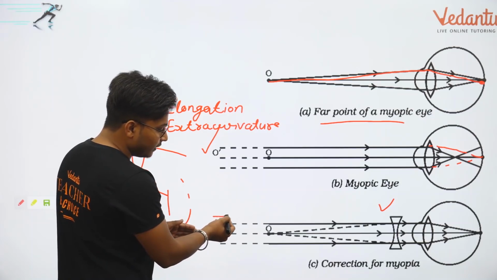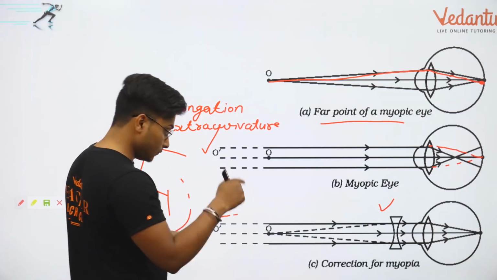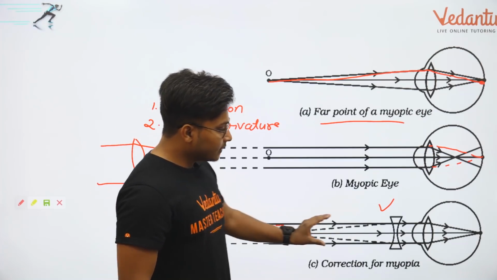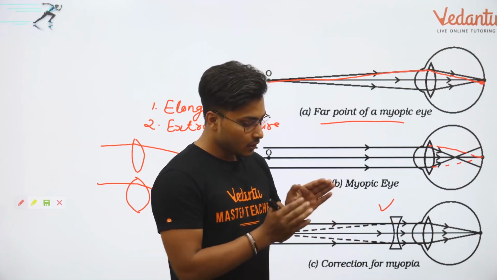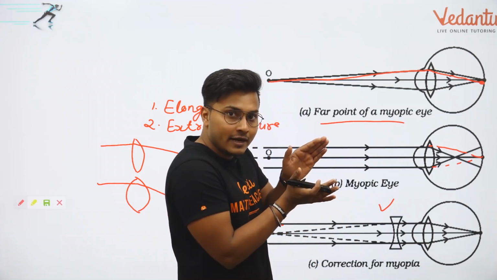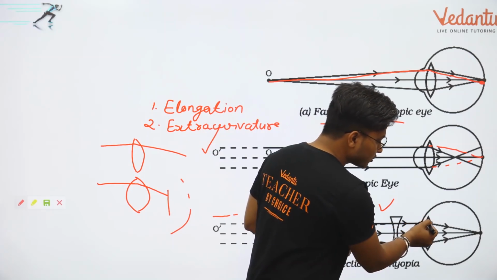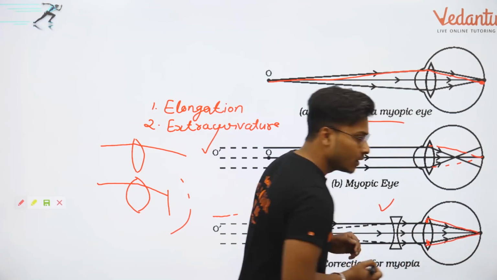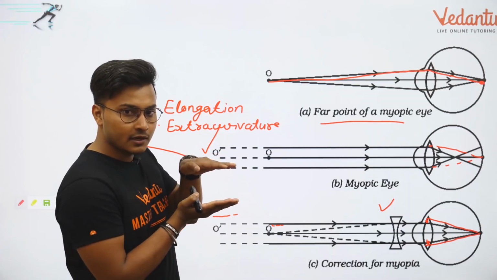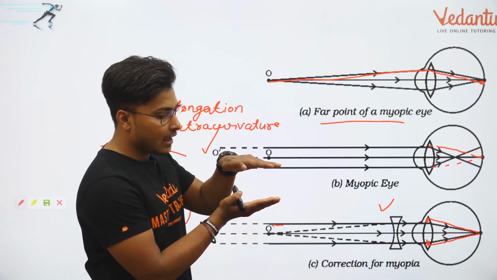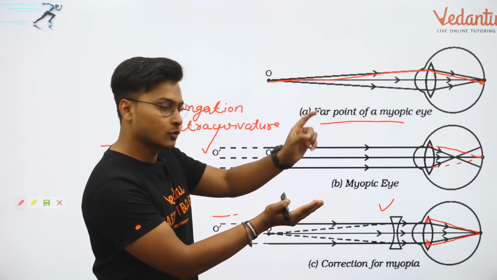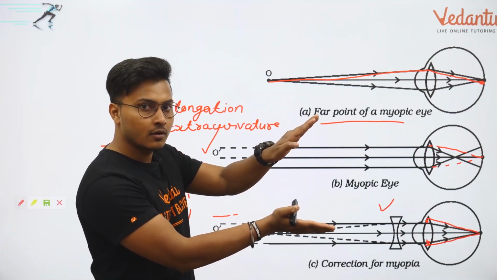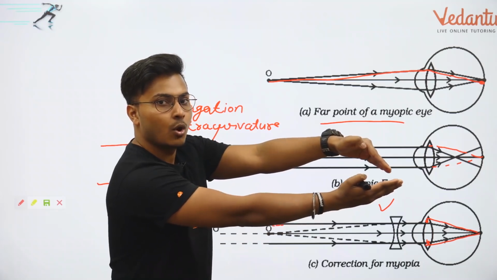All the light rays coming from the new position of the object enter the concave lens. The concave lens diverges the light rays a bit, then they fall on this particular lens and now converge. So earlier the light rays were going like this, and it got converged here through our lens. Now the light rays are going like this, and then they get converged on the retina.